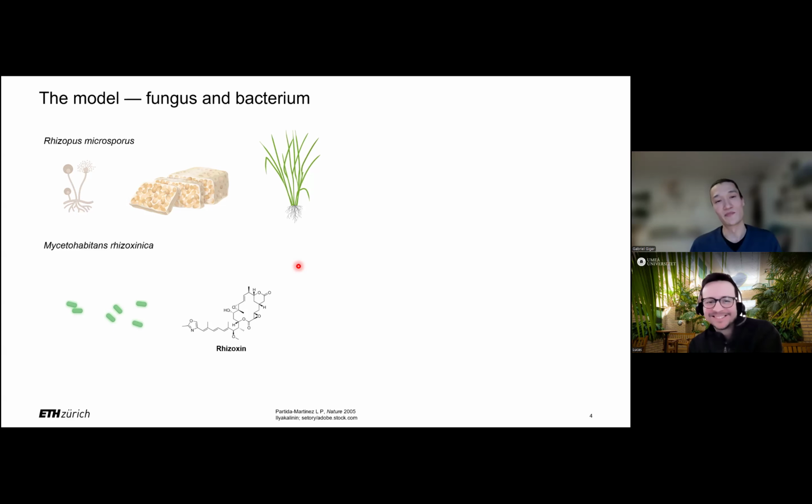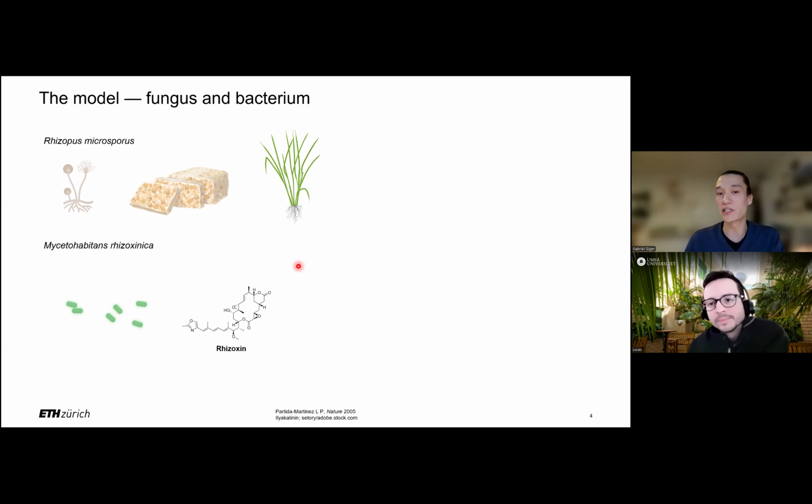So for this system, we started with Rhizopus microsporus, which is a fungus. It's a somewhat special fungus because it doesn't form regular septa, so the compartment is much larger. What allowed us to do these experiments is that there are some strains of Rhizopus microsporus that harbor Mycetohabitans rhizoxinica. It's an established endosymbiosis that is not completely obligate, but relatively well synchronized.